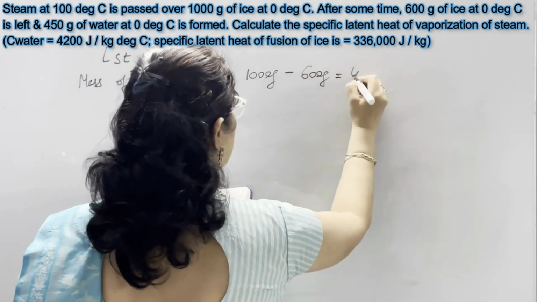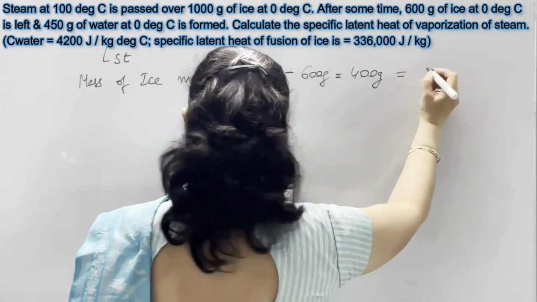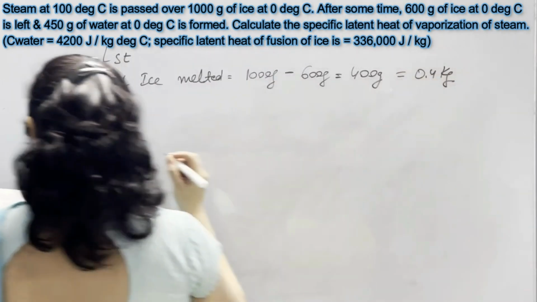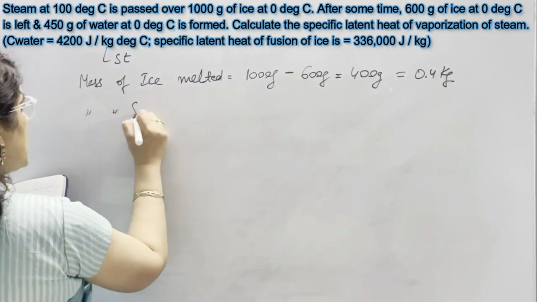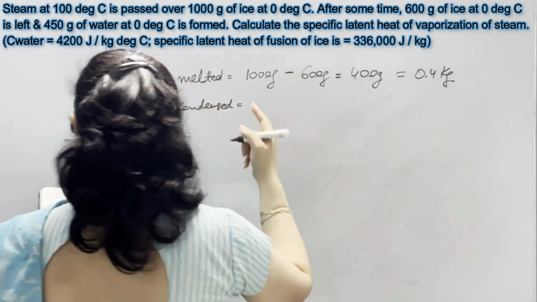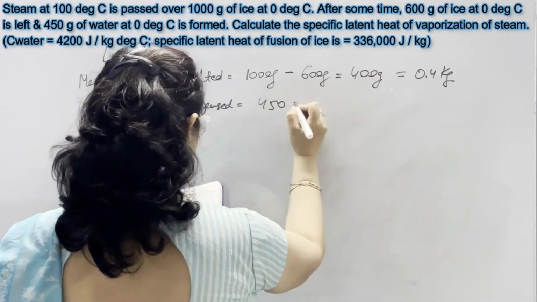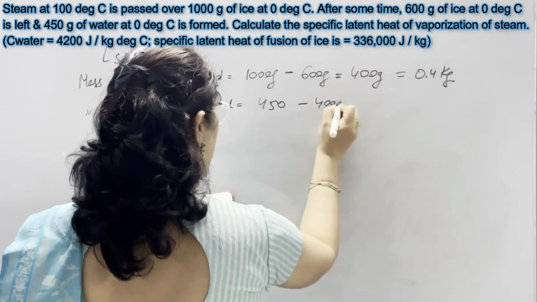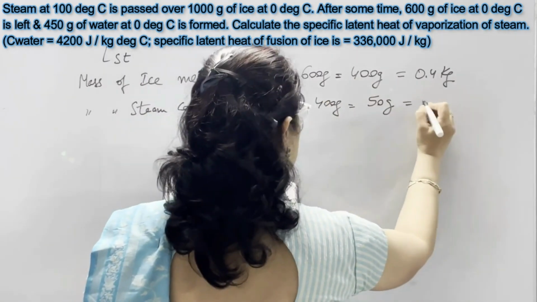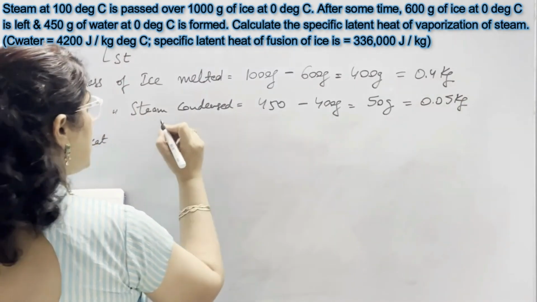It means the remaining has converted into water. So 400 gram has been converted to water. Need to convert into kg because all the values in this numerical are given in kg. So 0.4 kg. Now next is the mass of steam condensed. Initially it is given as 450 gram of water, and now it is 400 gram. It means 50 gram is converted to water. It means 0.05 kg.